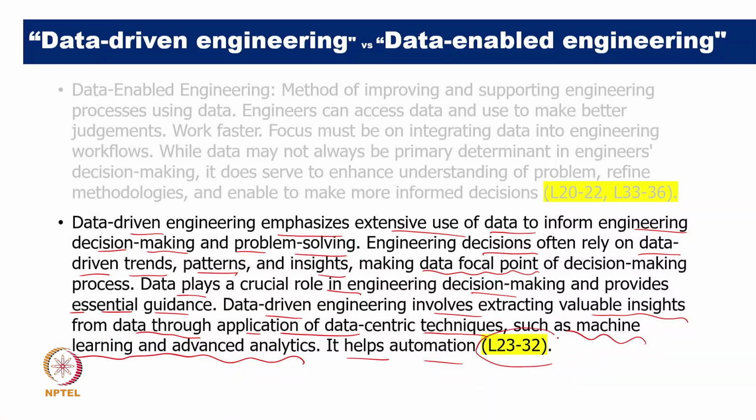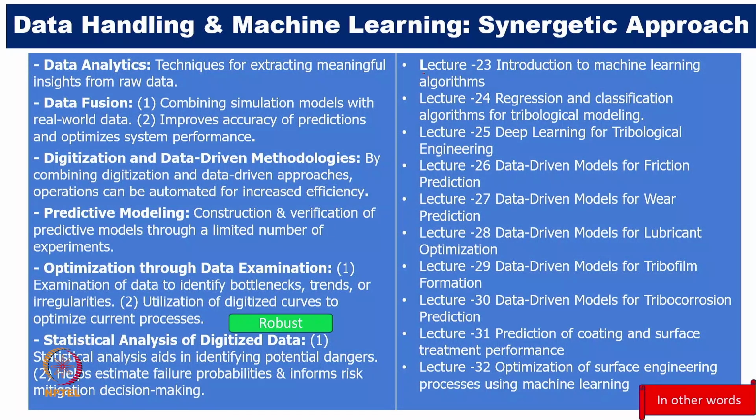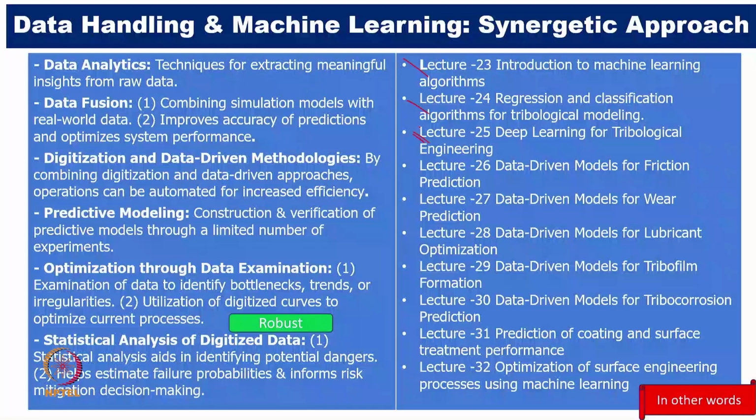This approach will be covered from lecture 23 to 32. And what are those lectures? Lecture 23 is the introduction of machine learning algorithms. Lecture 24 is regression and classification algorithms for tribological modeling. We really require a relation, so that's why the regression analysis is done. We will be covering deep learning for tribological applications in lecture 25, data driven model for friction prediction, data driven model for wear prediction, data driven model for lubricant optimization, data driven model for tribofilm formation, data driven model for tribocorrosion prediction.